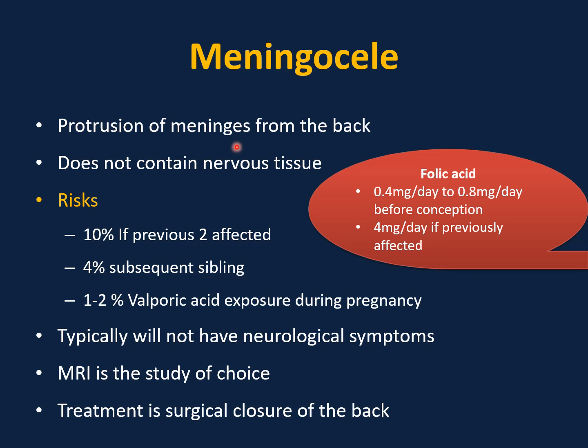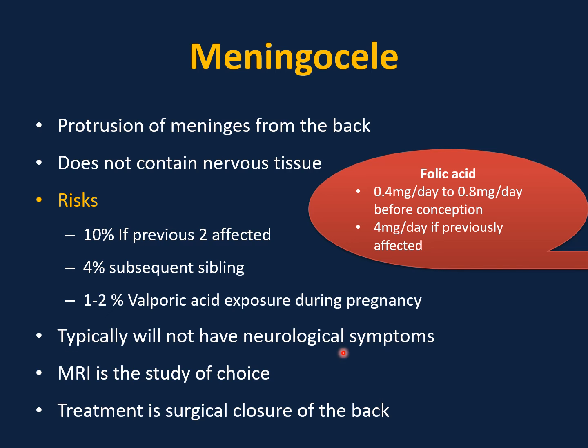Meningocele is a protrusion of meninges from the back by itself without nervous tissue. So protrusion of the meninges without nervous tissue. The risk is 10% if previous two affected, 4% if subsequent sibling affected, 1 to 2% valproic acid exposure during pregnancy. These risk factors are important to keep in mind.